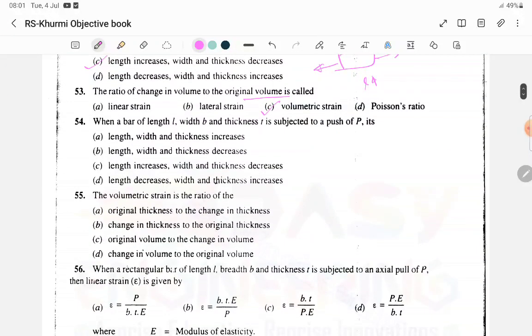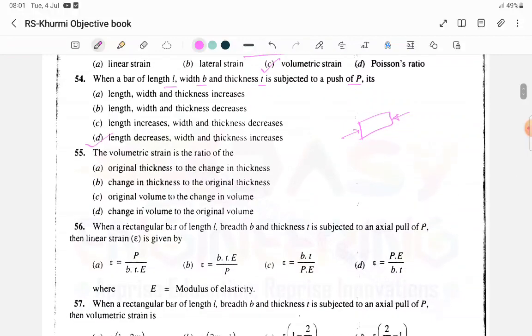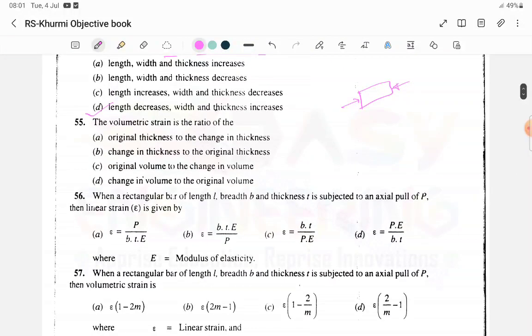A bar of length L, breadth B, thickness T is subjected to a push of P. Now this is going to be pushed. What will happen? Its length decreases, and width and thickness increase. So 54 is D. Next, 55. Volumetric strain is the ratio of change in volume to original volume. Always, strain means change in dimension by original dimension.